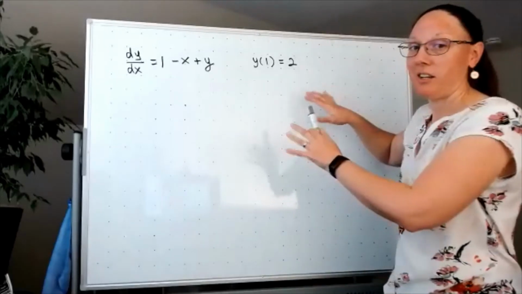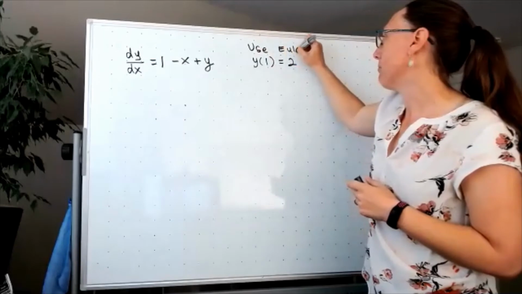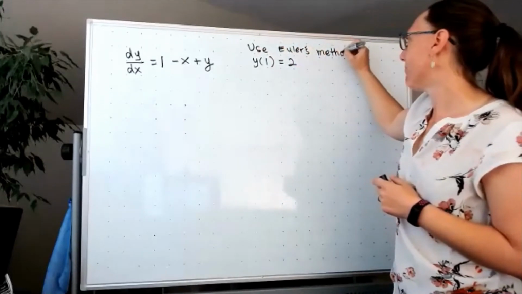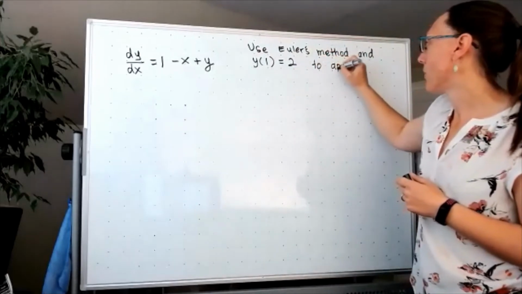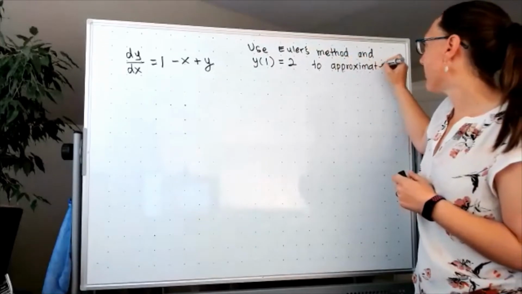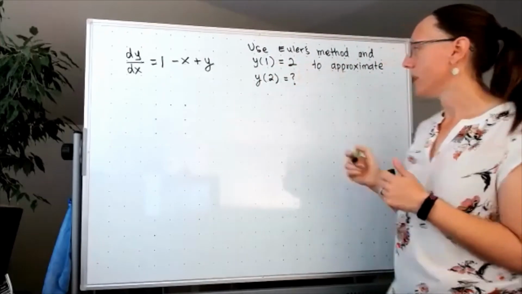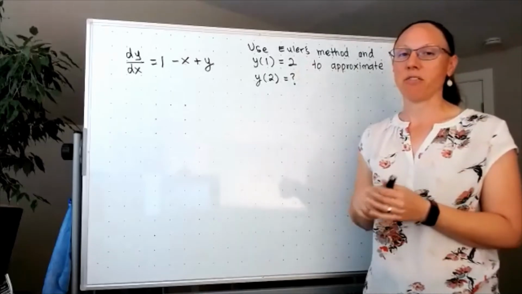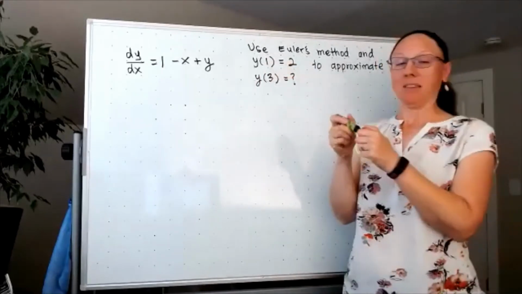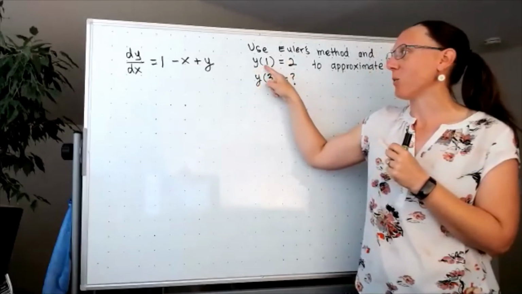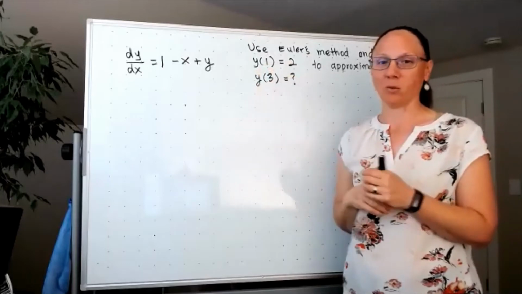So the question might be, use Euler's method and this initial condition to approximate y of 3. So what that's saying is, if we know the value of y when x equals 1, can we use that to figure out where we're going to be when x equals 3?